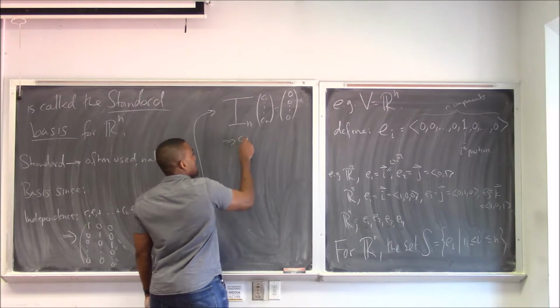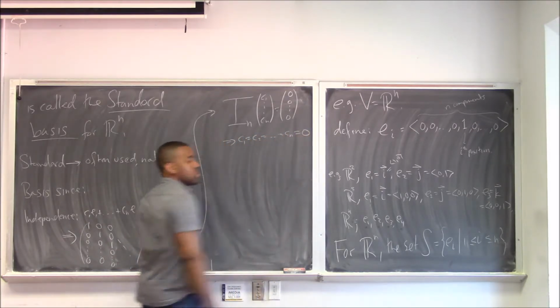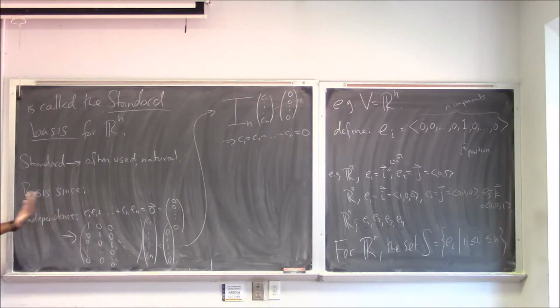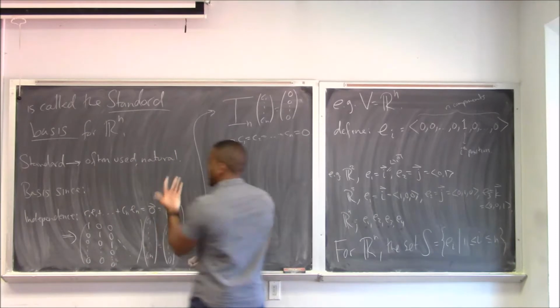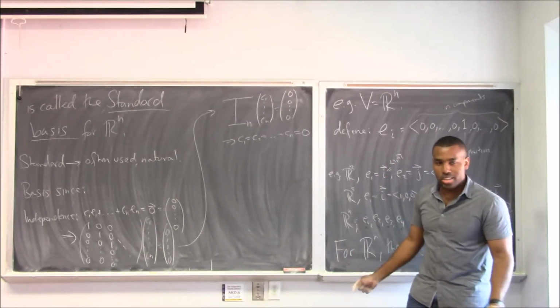Which means that my C1 through Cn must all be 0, because I get the In vector by just plugging into it. It's another reason why it's standard. It's really the brain dead natural thing to use, because once you set up the equation, that's the answer. There's nothing to do.